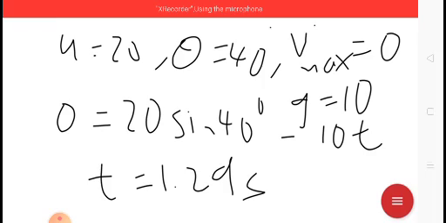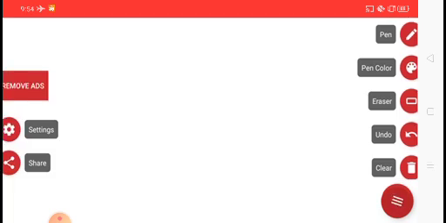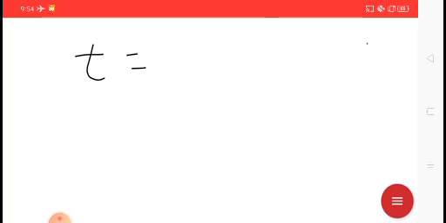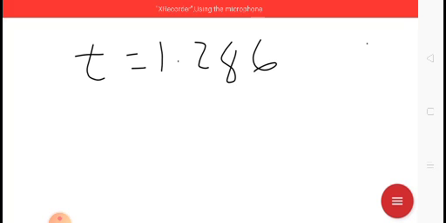Okay, for part B, what is the maximum height of the ball? So just now you have calculated the t. If you can, try to put in the exact value, because 1.29 is a round-off value in three significant figures. If you cannot, you may put in a longer significant figure. So let's say t equals 1.286 second, and you know u equal to 20, theta 40, g equal to 10, t equal to 1.286.